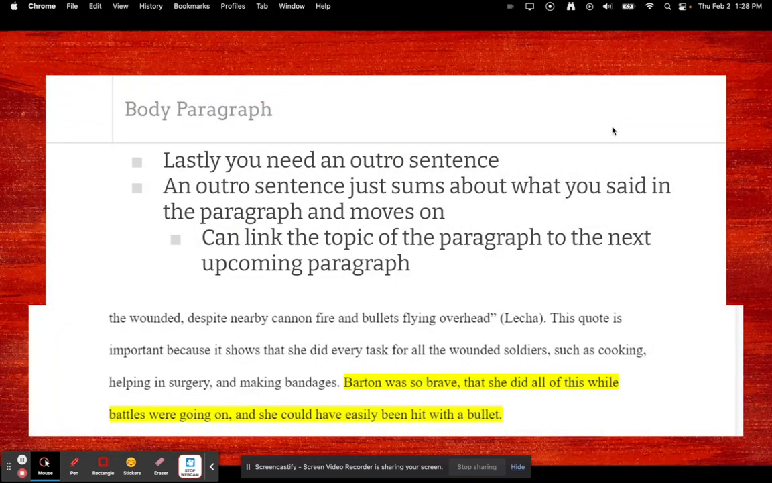Lastly, you're going to need an outro sentence for your paragraph. An outro sentence just sums up what you said in the paragraph and pretty much moves on. You can link the topic of the paragraph to the next upcoming paragraph if you like, if you have some sort of connection.